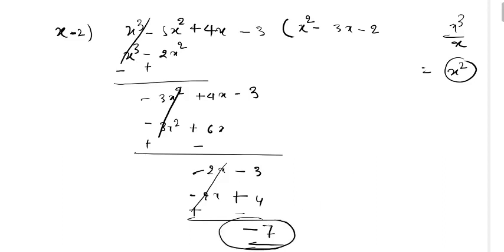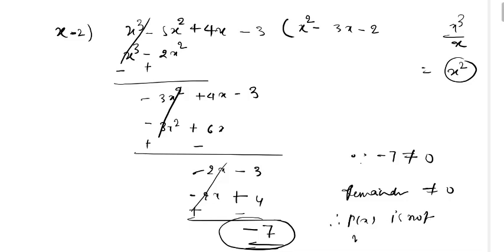So here see minus 7. Since minus 7 is not equal to 0, the remainder term is not equal to 0. Hence we can say p of x is not a multiple of g of x. Hence verified. So this is our question previously.